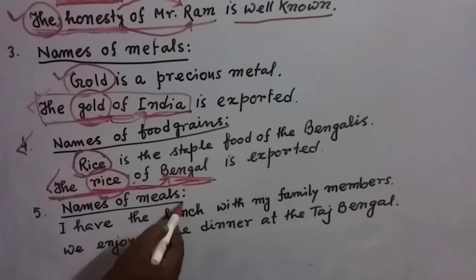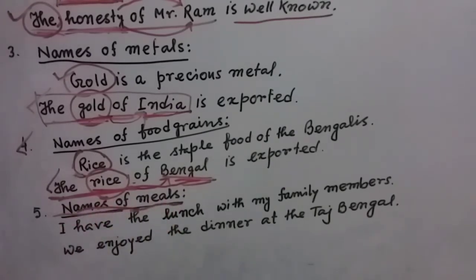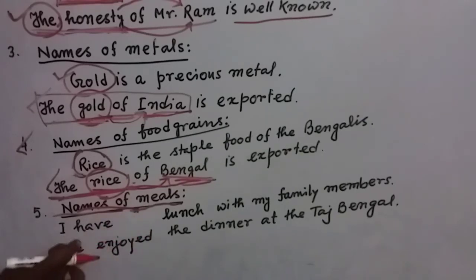Now here, the names of meals. My dear friends, before the names of the meals, we cannot use any kind of article. Here I have written, I have the lunch with my family members. We cannot write this one. I have lunch with my family members. This is a correct sentence.